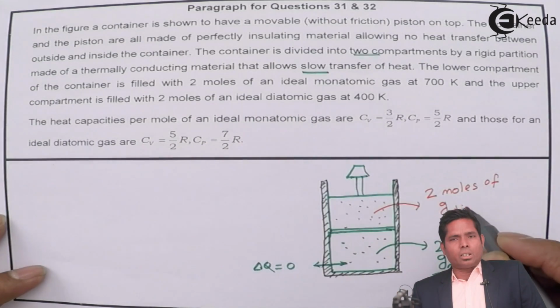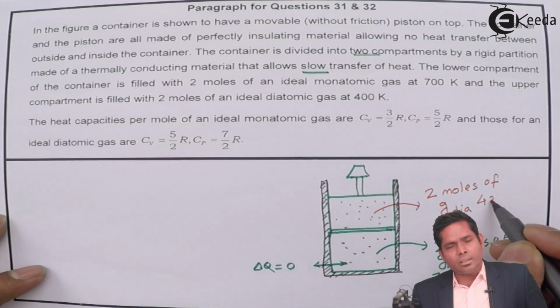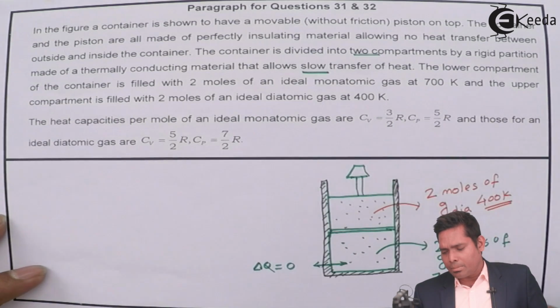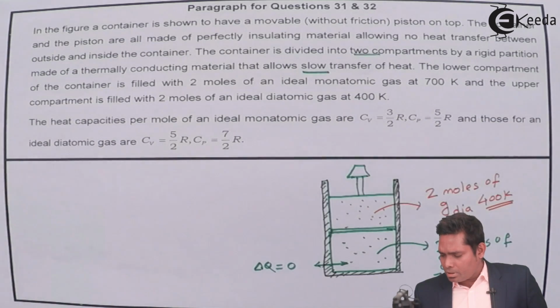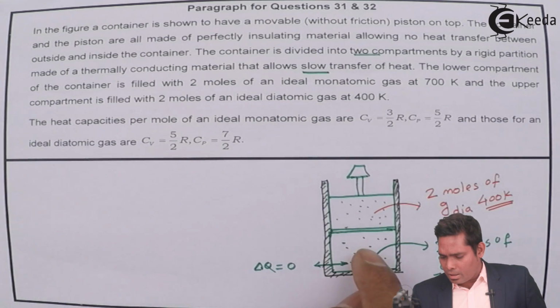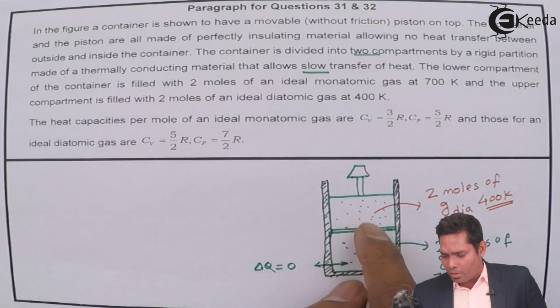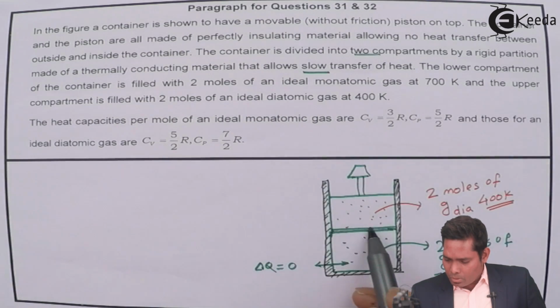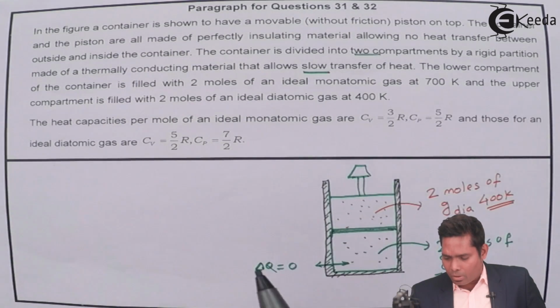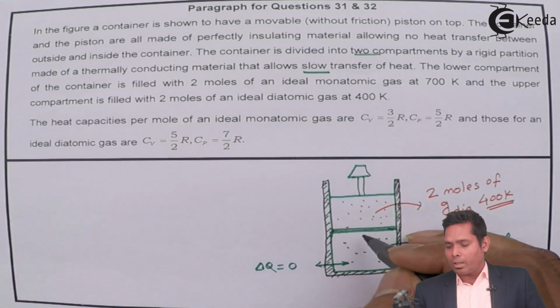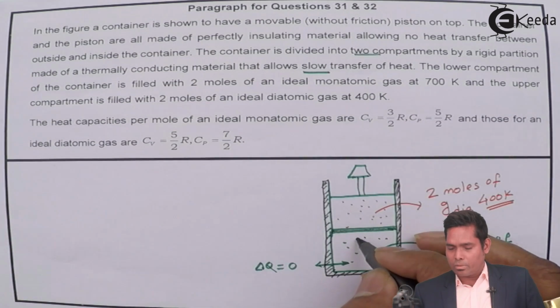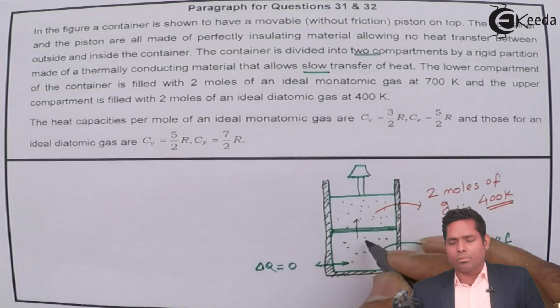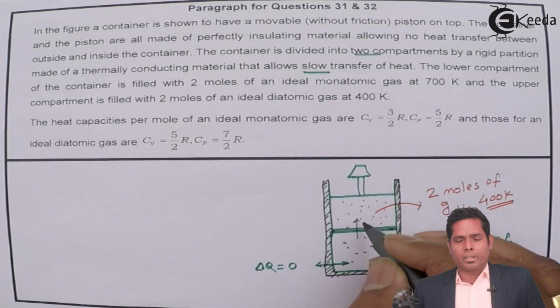So this is the situation: a cylinder which contains 2 different types of gases in the 2 compartments, and this is the boundary which separates them. This is not insulating. It can conduct, so heat transfer can take place between the 2, from this part to the other part, or from that to this side, depending on which is having higher heat content.